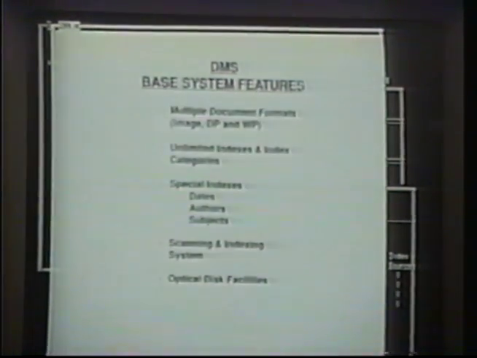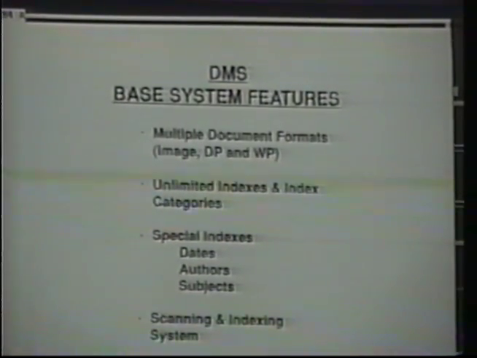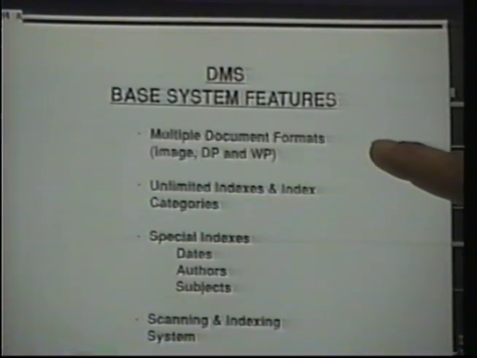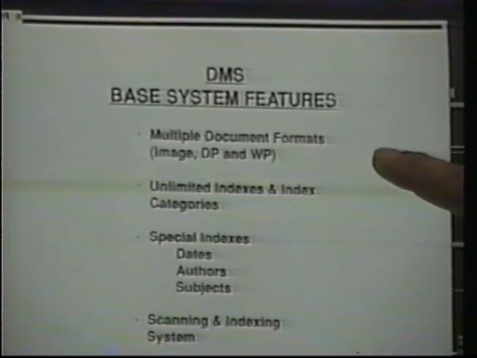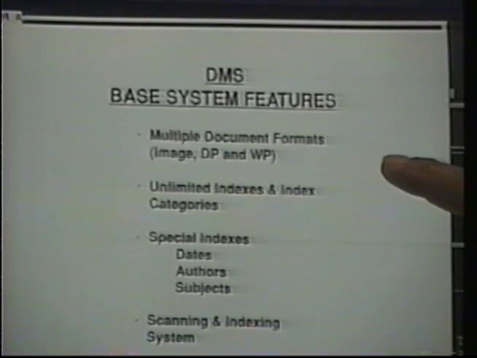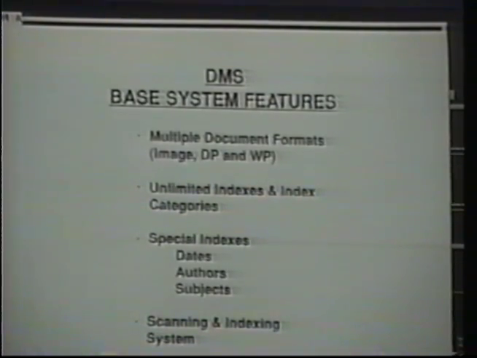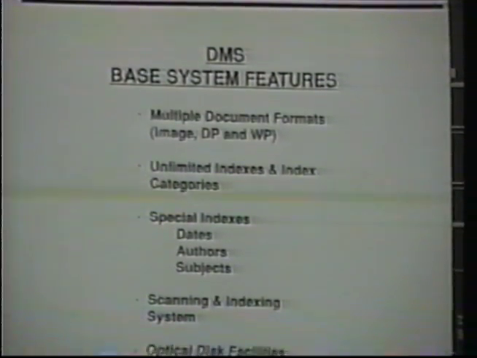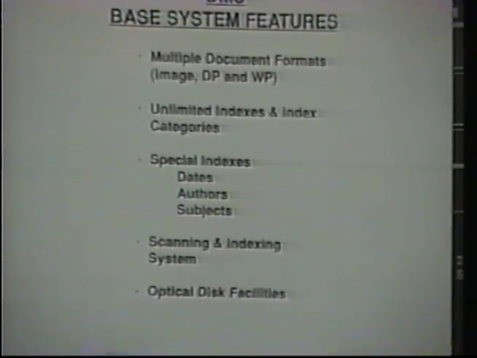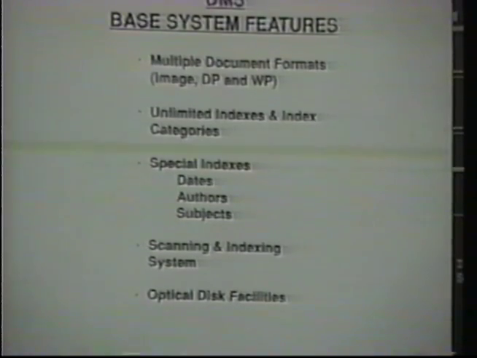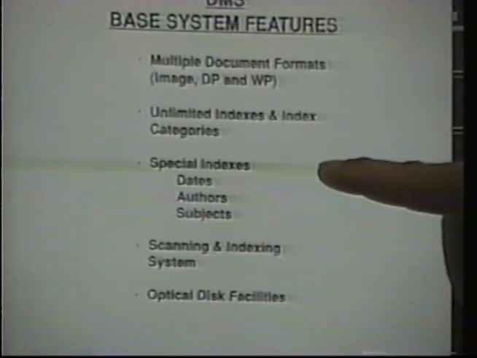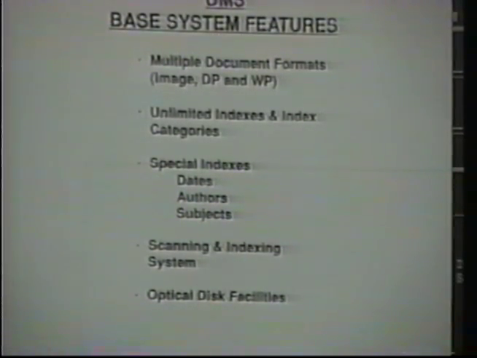The features of the base filing and retrieval part of the product are multiple document formats. We not only support images, but we also support what we call DP and WP. DP, of course, means data processing, your common computer printouts, and WP, word processing. We also provide unlimited indexes and index categories, which means that you can make your own index categories and provide as many indexes as you want in the system. We also supply special indexes that we call dates, authors, and subjects. This allows us to do calculations on dates, and we can also associate authors and subjects to documents.